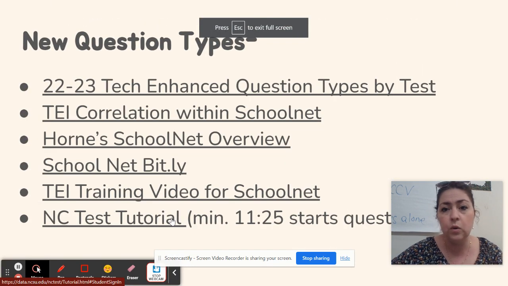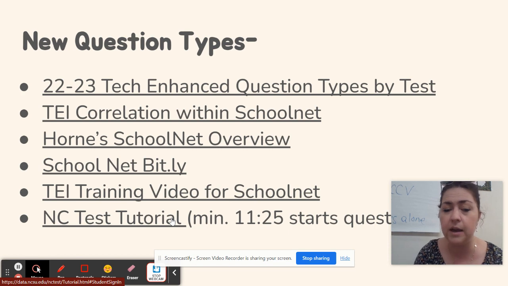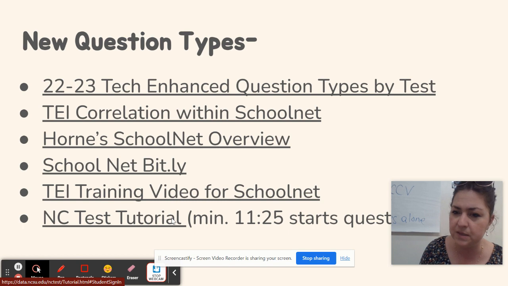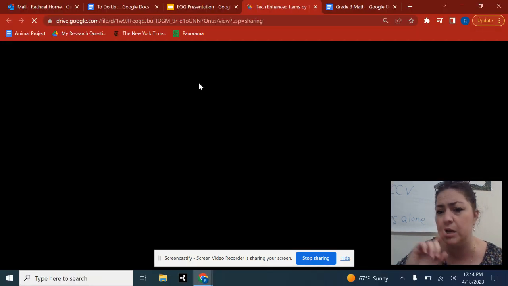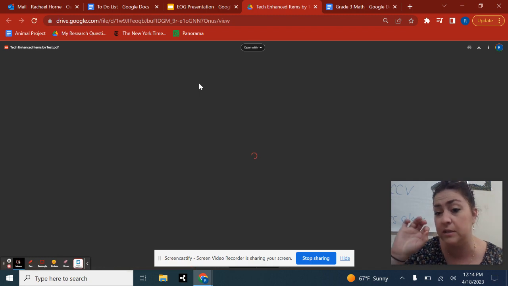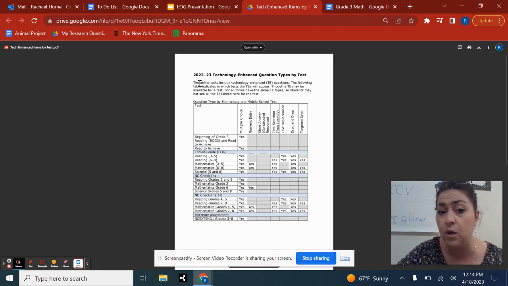Okay. This particular slide is all about question types. For example, if I am a third grade student taking math, which specific types of questions will I see? Like drag and drop, multiple choice, text selection, numeric entry, constructive response, that sort of thing. This very top link shows you for each grade 3, 4, 5, and each test, reading, science, math, what specific question types you can expect.